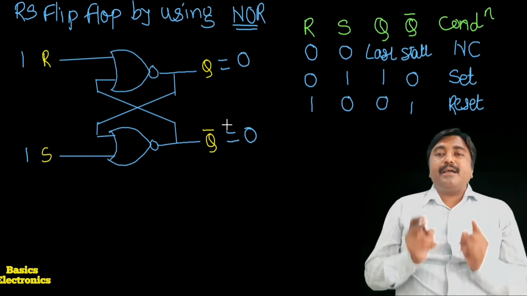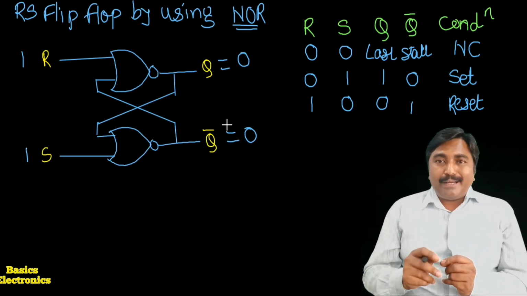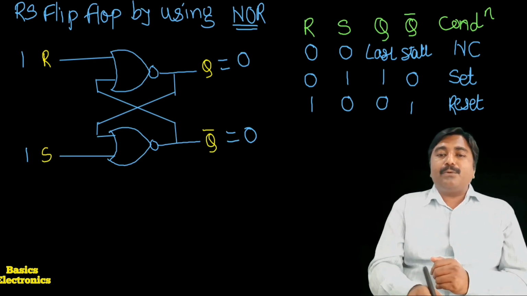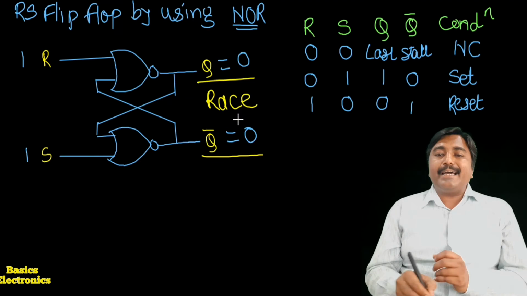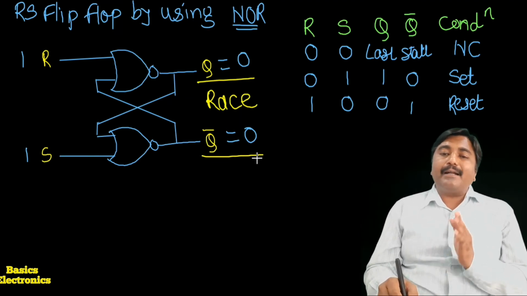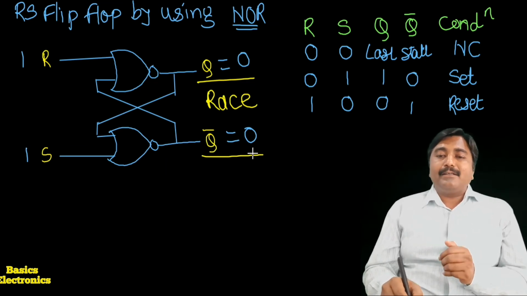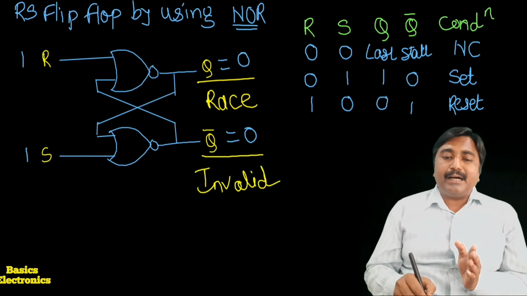Here, as per the flip-flop theory, Q and Q bar are always complements of each other. Here Q is equal to 0 and Q bar is also equal to 0. There is a race between the outputs Q and Q bar. Therefore, here we cannot define the output, and this condition is the invalid condition.